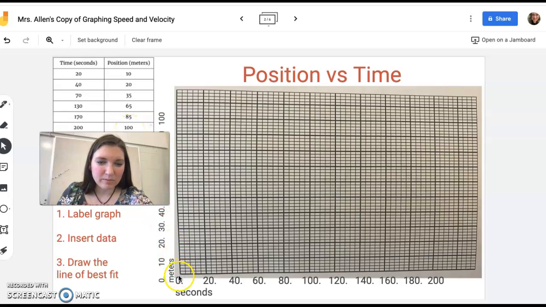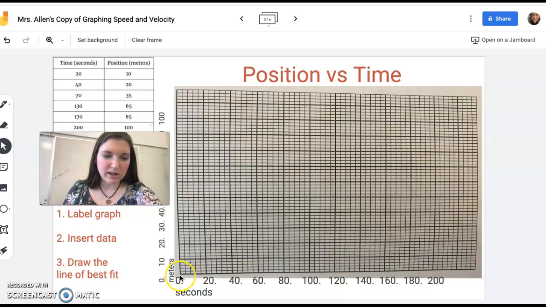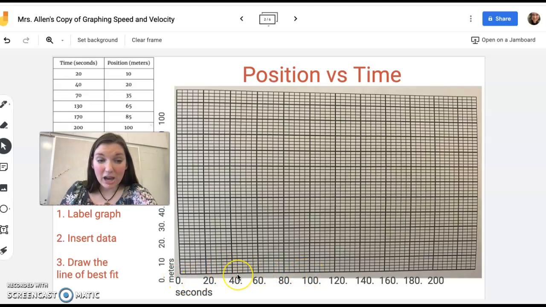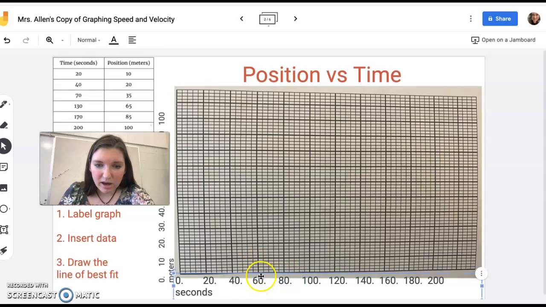So I just came down here and I counted. First I did 10, 20, 30, 40, 50, 60, 70, and I got up to 100 right about here. So I knew that wasn't going to be big enough. So then I tried 20, 40, 60, 80, 100, and that worked out well. So went up by 20s. I'm making sure to line up my numbers with the big lines here. And then I went ahead and labeled seconds right underneath.